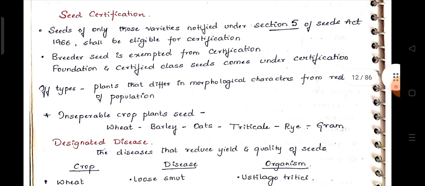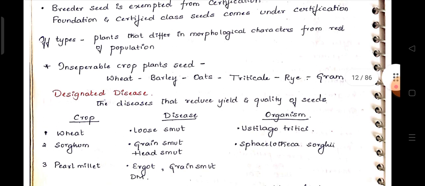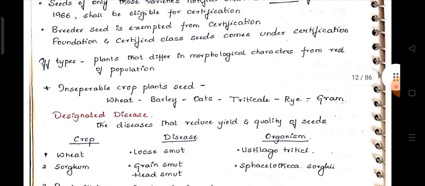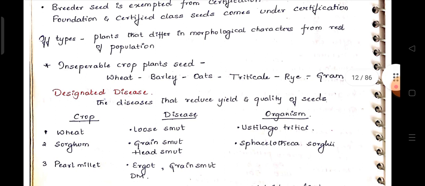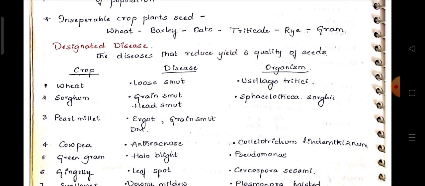Off types are plants that differ in morphological characters from the rest of the population. Inseparable crop plant seeds like wheat in barley, oats, triticale, rye, gram. All these are counted when they are found alike. Okay. Designated diseases in different crops. Designated diseases are the diseases that reduce yield and quality of seeds.